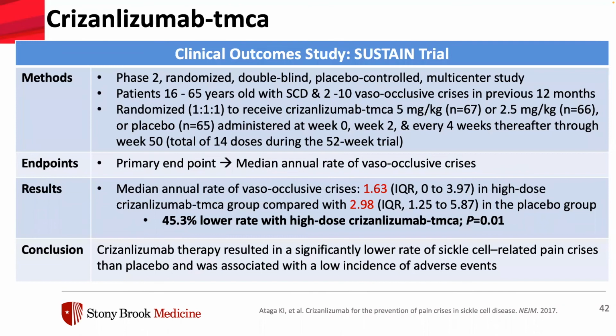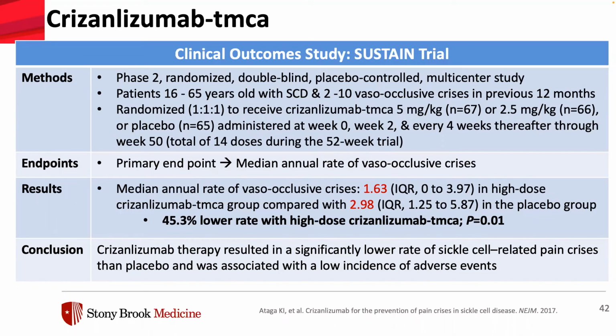And this medication was approved after the SUSTAIN trial was published. This was a phase 2 randomized double-blind placebo-controlled multicenter study. Patients were aged 16 to 65 years old and had to have, again, at least 2 vaso-occlusive crises in the past year. And 198 patients were randomized 1 to 1 to 1 to receive high-dose crizanlizumab, low-dose crizanlizumab, or placebo, administered for a total of 50 weeks.